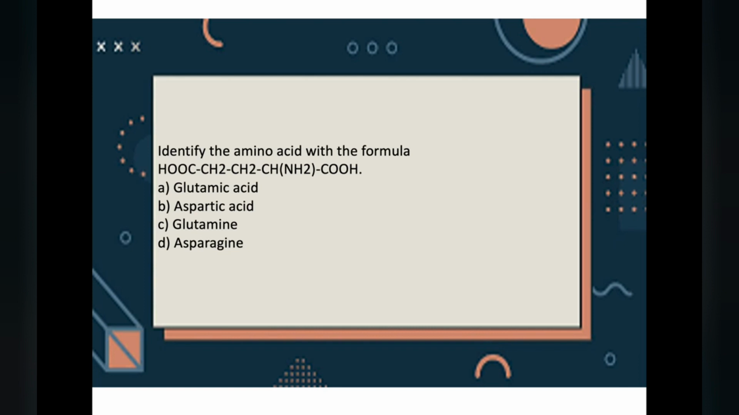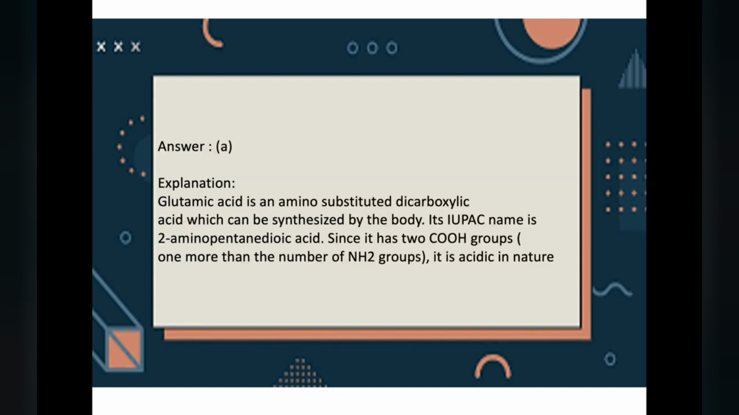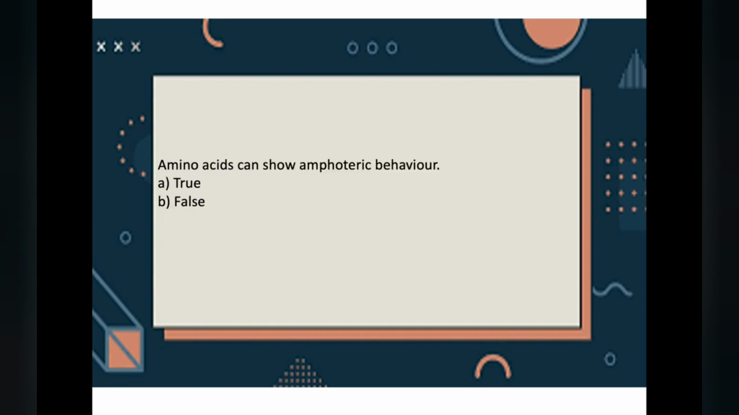Now the next one, we are given a formula in the question. You have to identify the amino acid. The choices given are A. glutamic acid, B. aspartic acid, C. glutamine, and D. asparagine. So what is the answer? It is choice A, glutamic acid. It is actually an amino substituted dicarboxylic acid, which is made by the body, and the IUPAC name is 2-aminopentanedioic acid. It has two carboxyl groups, that is one more than the number of NH2 groups. So naturally it would be acidic in nature due to the presence of two COOH groups.